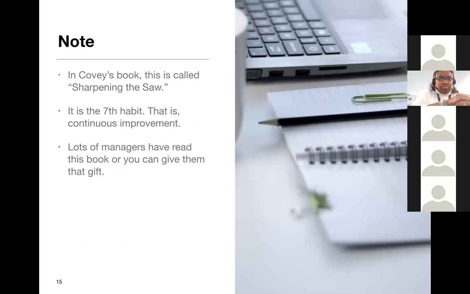Okay, another. I'm sorry. The point in Covey's book is this. I'm not sure which chapter, but he's discussing the 7th habit. The chapter is called "Sharpening the Saw," and of course, the 7th habit is continuous improvement. If they don't have the book, if they don't know the book, give them the book and give them some time to read it, and then have this discussion.